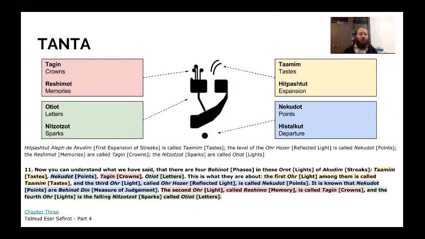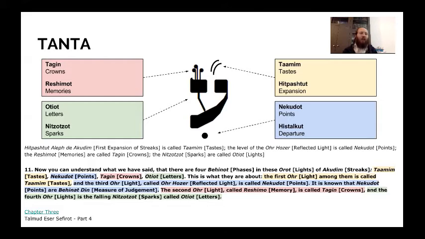So we'll go over a little quote from Talmud Esser Sefirot. Hitpashtut Aleph Dakudim, first expansion of streaks, is called Taamim, tastes. The level of the Or Chozer, reflected light, is called Nekudot, points. The Reshimot, memories, are called Tagin, crowns. The Nitzotzot, sparks, are called Otiyot, letters.